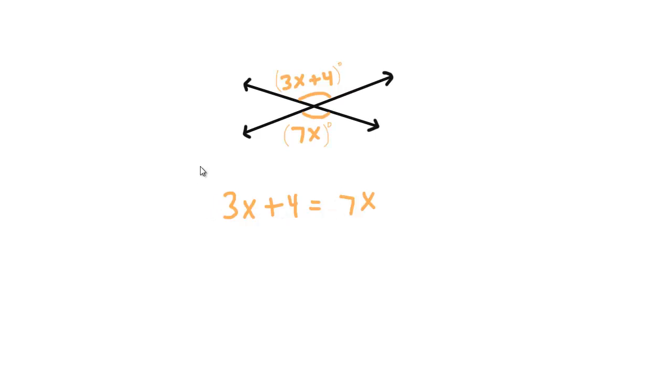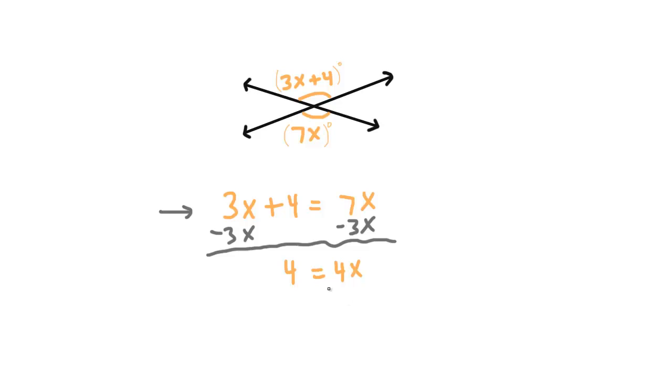Alright, now let's use the vertical angles theorem to find x. Let's say we have these two angles. This one is represented by 3x plus 4 degrees, and this one is 7x degrees. And we know that they're vertical angles, so therefore we can set up this equation. 3x plus 4 is equal to 7x, and now we can solve for x by subtracting 3x from both sides, and that'll get us 4 on the left hand side and 4x on the right hand side.